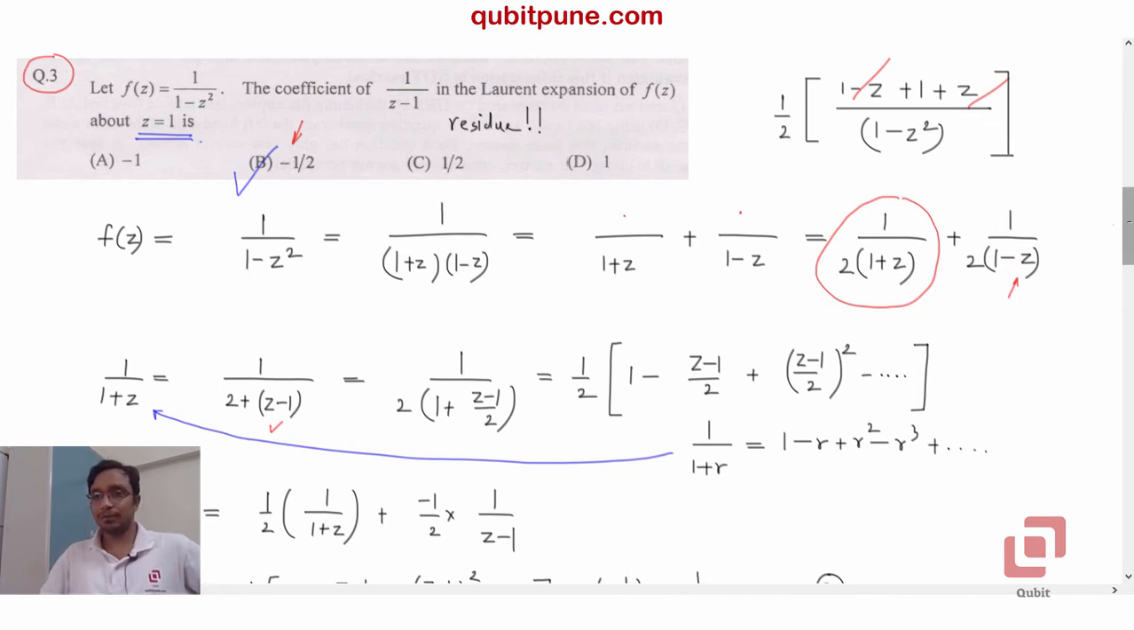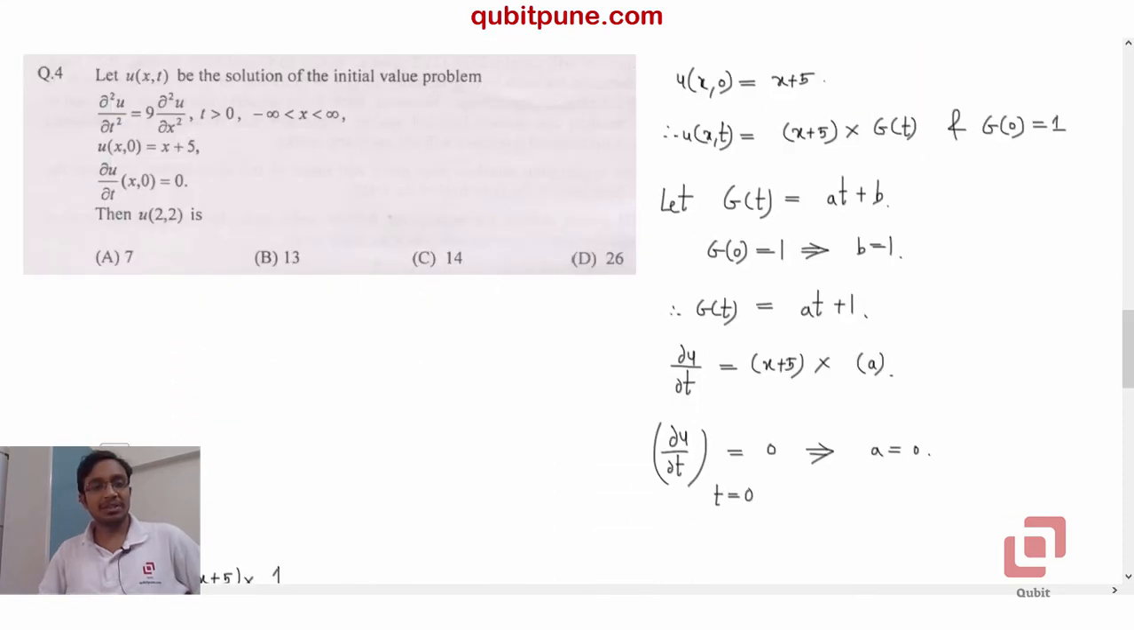Let's now go to question number 4. Question number 4 is based on partial differential equations, and it is specifically a wave equation, as you can see here. Let u of x comma t be the solution of the initial value problem: partial squared u by partial t squared is equal to 9 into partial squared u by partial x squared, t greater than 0, negative infinity less than x less than infinity, u of x comma 0 is equal to x plus 5, partial u by partial t at x comma 0 is 0, then u of 2 comma 2 is, and we have 4 options.